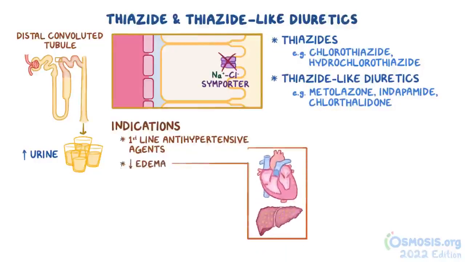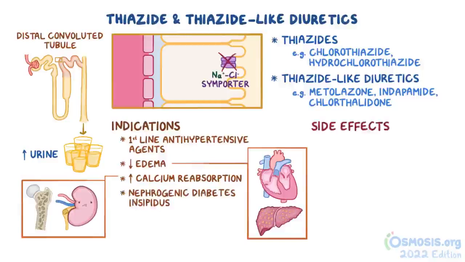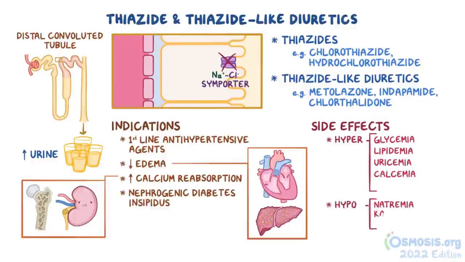heart failure and cirrhosis. They also increase calcium reabsorption, so they're used to prevent calcium kidney stones and osteoporosis. Finally, they can correct the imbalances in nephrogenic diabetes insipidus. Common side effects include hyperglycemia, hyperlipidemia, hyperuricemia, hypercalcemia, hyponatremia, hypokalemic metabolic alkalosis, and sulfa allergies.